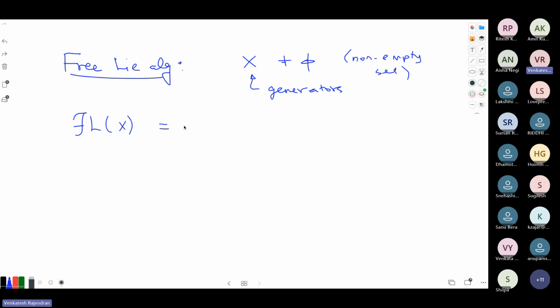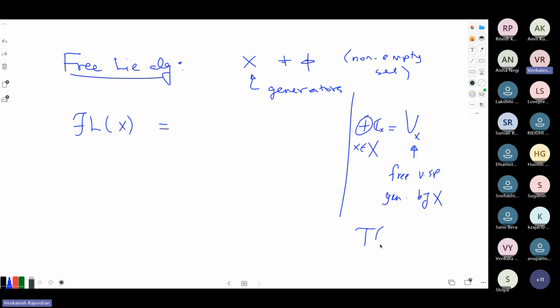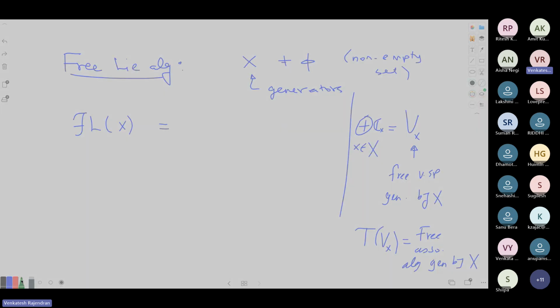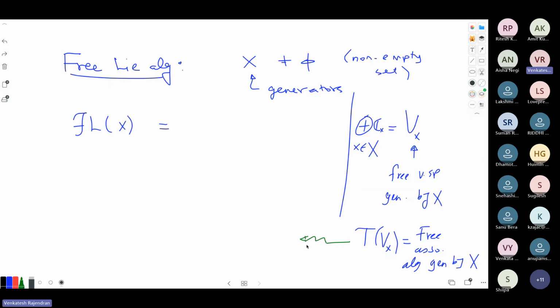So you take Vx, the free vector space generated by X, which is by definition the direct sum of Cx, x in capital X. Now you have TVx, which is the free associative algebra generated by X. From here you can construct the Lie algebra coming from TVx by defining the commutator as the bracket. Because this is an associative algebra, by taking the commutator you get a Lie algebra.